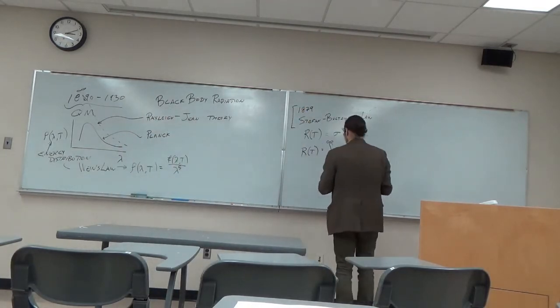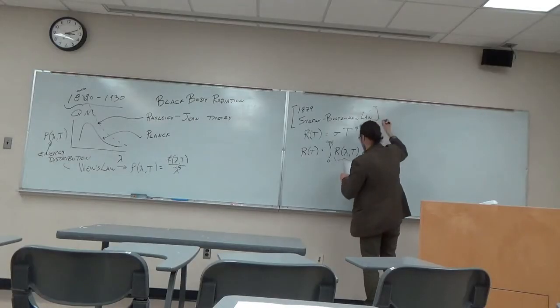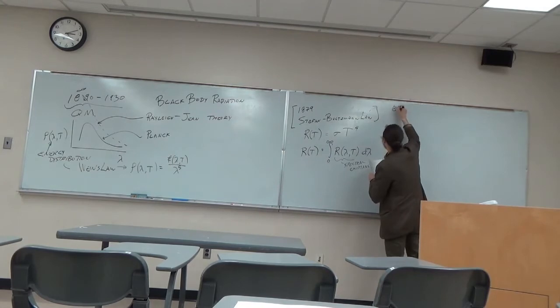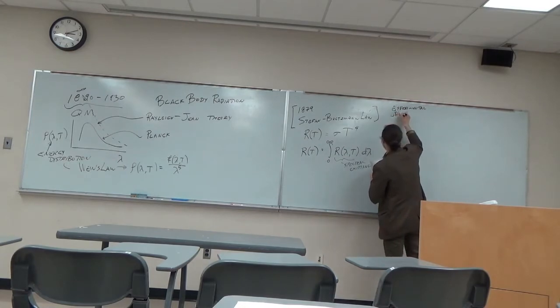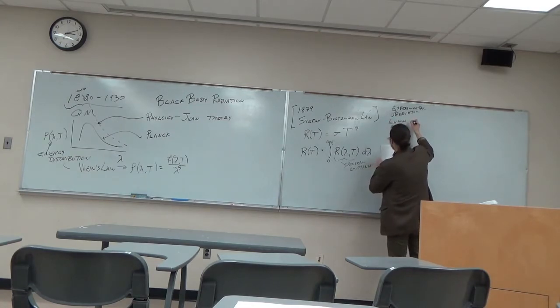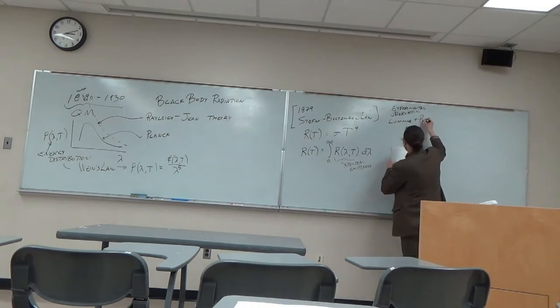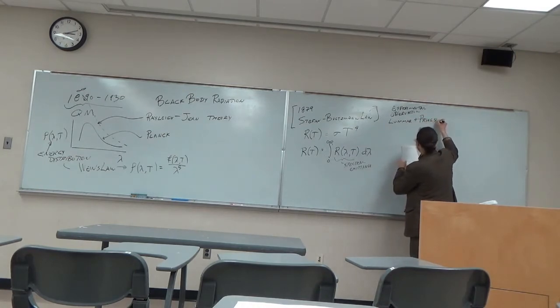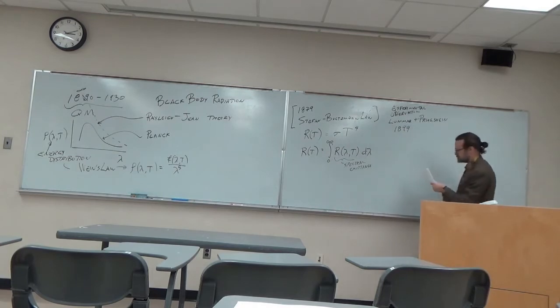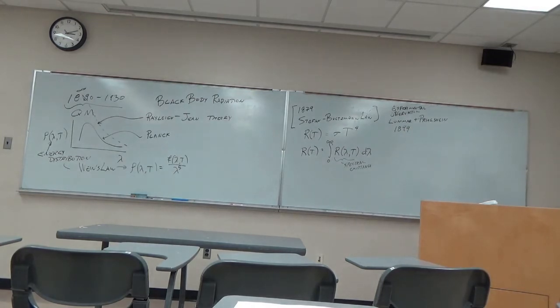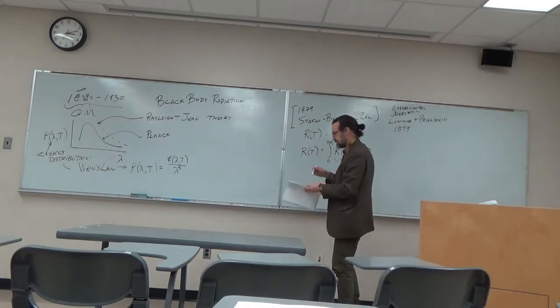The high quality measurements, let's call them, were by Lummer and Pringsheim, around 1899. So the first theory I mentioned was the Rayleigh-Jeans theory.